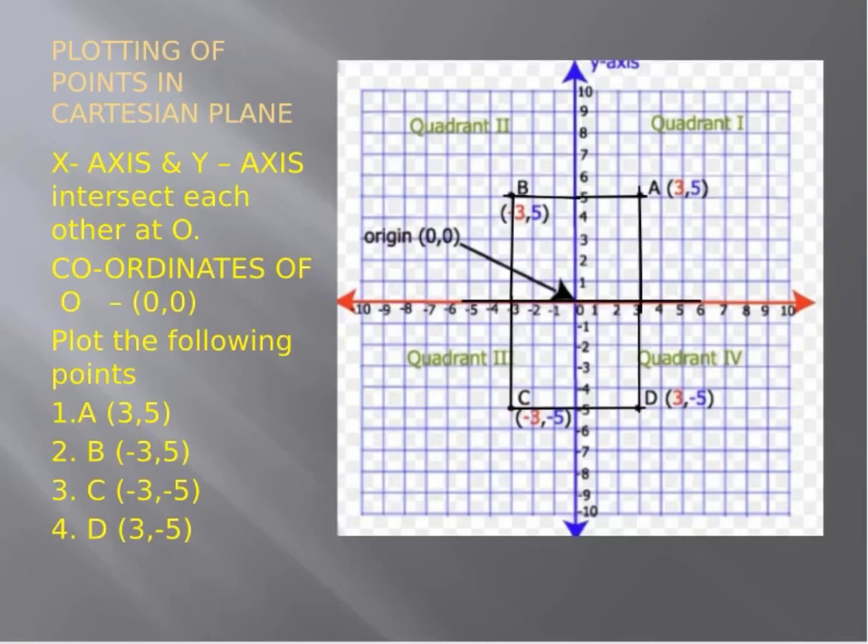Now the last point is D, 3, minus 5. So here from 3 on the x-axis, that is along OX, you have to draw a straight line in the downward direction along minus 5, that is towards minus 5 in the downward direction, and you have to draw a straight line from minus 5 on the right hand side. You can see that they both are meeting each other at a point, which is D, 3, minus 5.